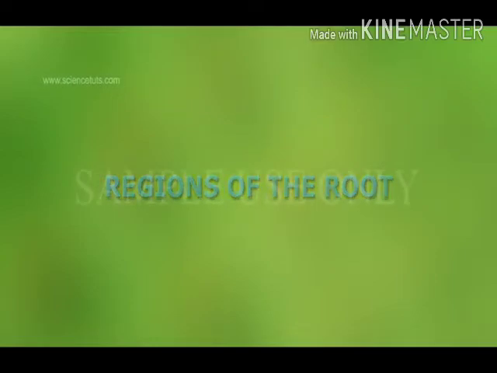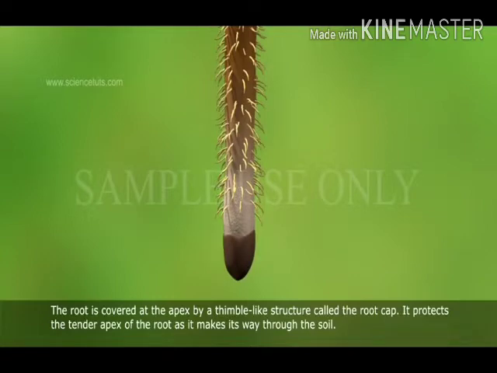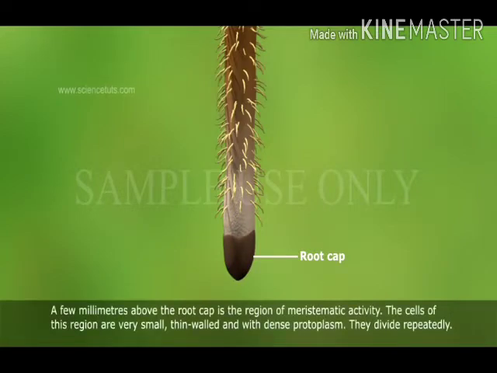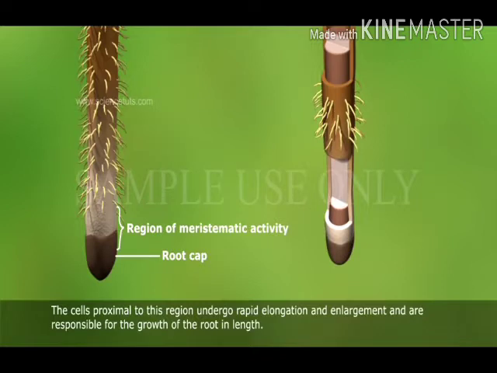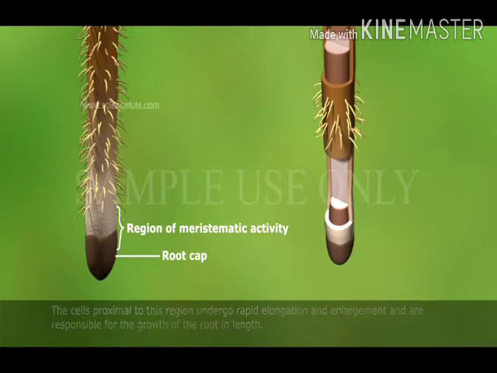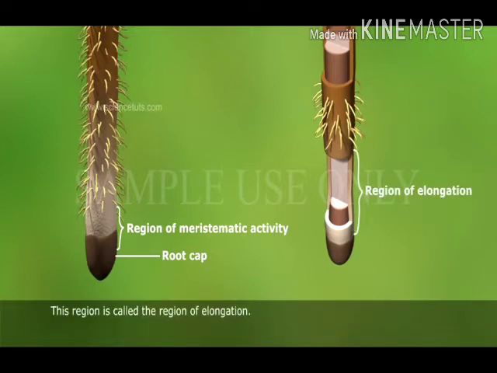Regions of the root. The root is covered at the apex by a thimble-like structure called the root cap. It protects the tender apex of the root as it makes its way through the soil. A few millimeters above the root cap is the region of meristematic activity. The cells of this region are very small, thin-walled, and with dense protoplasm. They divide repeatedly. The cells proximal to this region undergo rapid elongation and enlargement and are responsible for the growth of the root in length. This region is called the region of elongation.